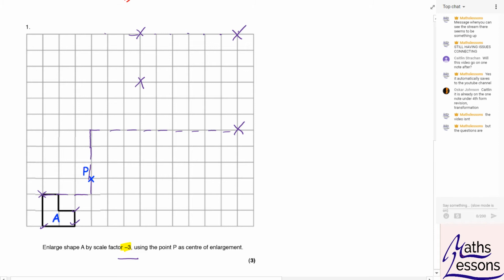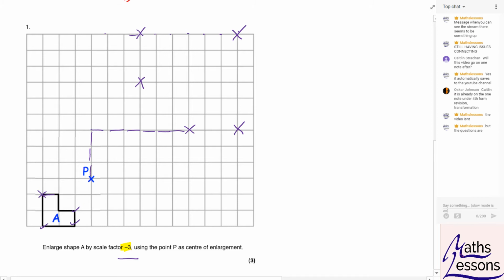And it's good to do every single point because it's a check that your other points are okay. So I'm going to rub that out now. And now I'm going to do this point, which is only 2 across, so that will be 6 across on my new shape. 1, 2, 3 up, because timesing this distance by 3, times the 2 by 6, 1, 2, 3, 4, 5, 6. So our new point is there.